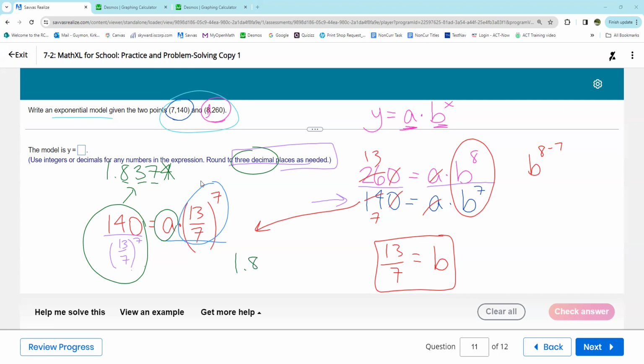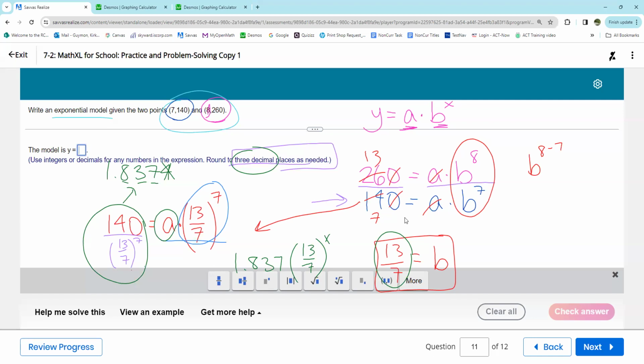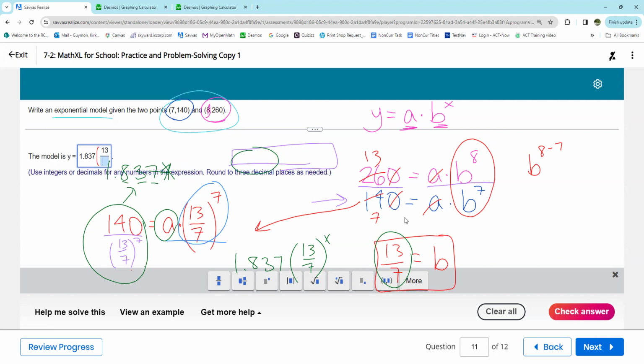So 1.837, and we already had our b here, the 13/7 to the x power. All right, that seems like it should be the answer. I watched a couple videos ago, though, you saw me put in what I thought was the answer, and it most certainly was not. Had to go back and re-examine it to find where I made a mistake. It's okay. It happens. It's all good. Just keep after it.